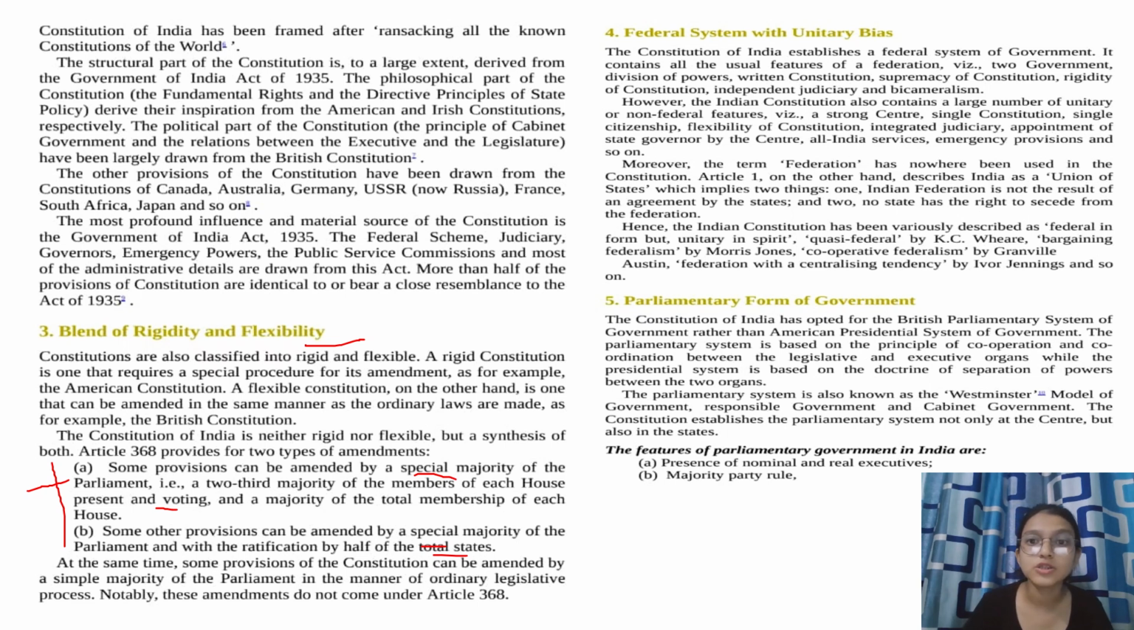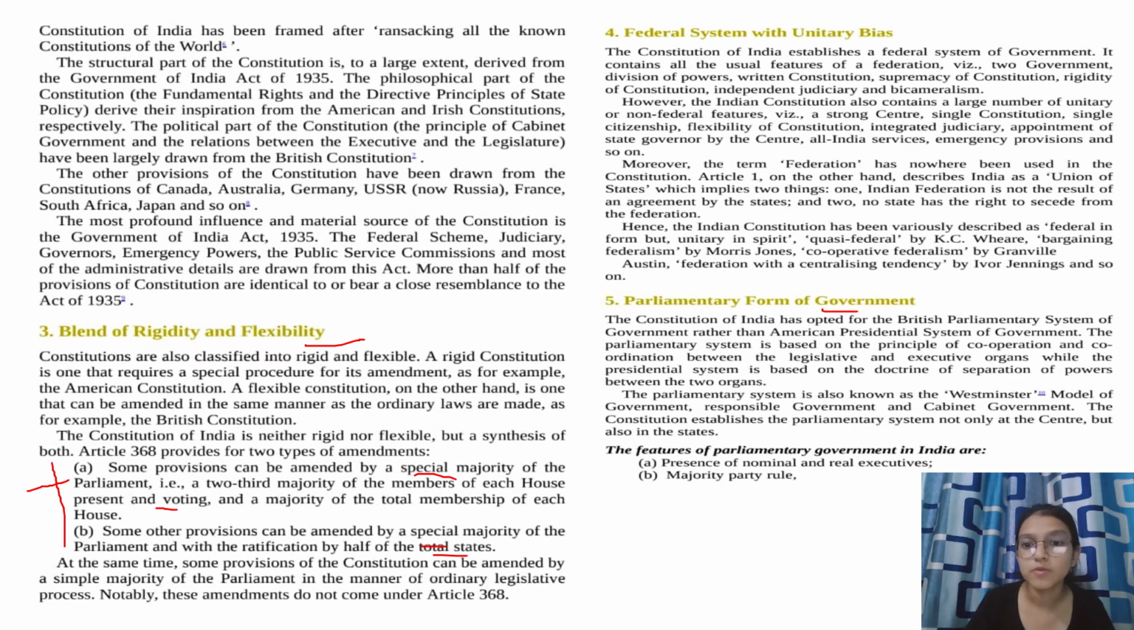Then we have federal system with unitary bias. That is another feature of our Indian constitution. The Constitution of India establishes a federal system of government. It contains all the usual features of a federation. So we have federal elements in our constitution as well as unitary features. So it's an amalgamation of both.